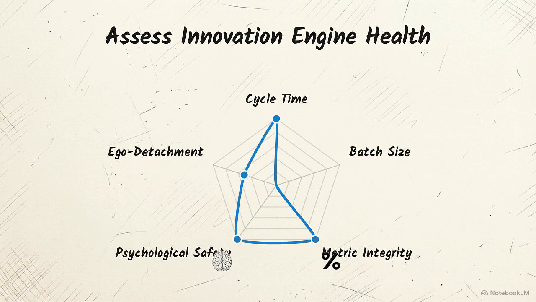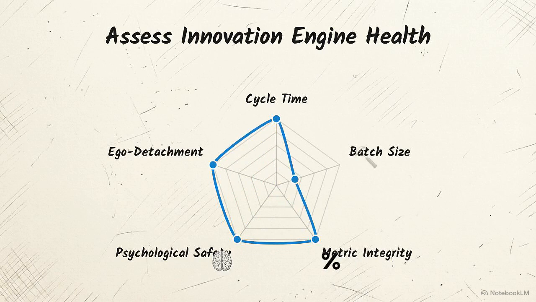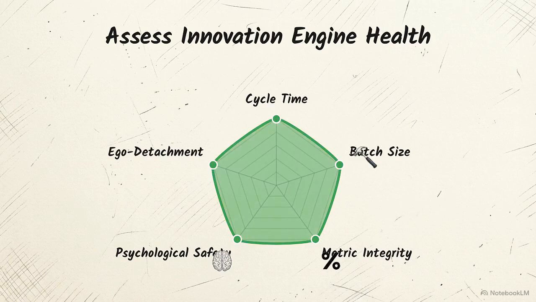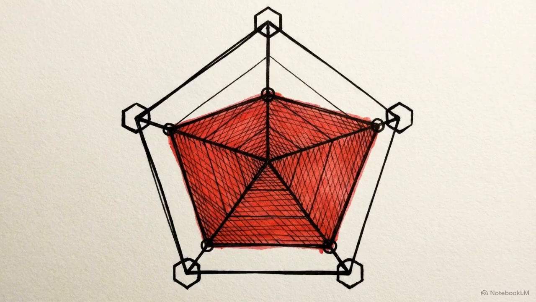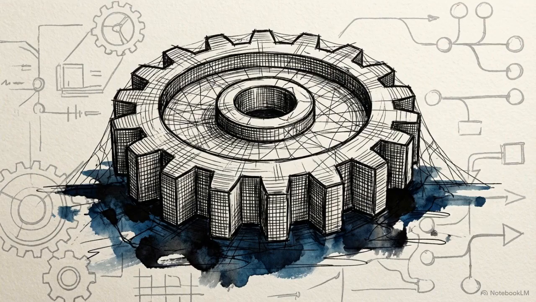with doomed projects. Fourth is ego detachment. Teams cannot defend their original solutions against negative user feedback. They must be willing to adapt. Fifth is batch size. Experiments must isolate specific variables, avoiding monolithic, high-risk launches that test too many things at once. A failure at any one of these 5 diagnostic nodes will stall the engine, trapping the company in a state of high burn rate stagnation.